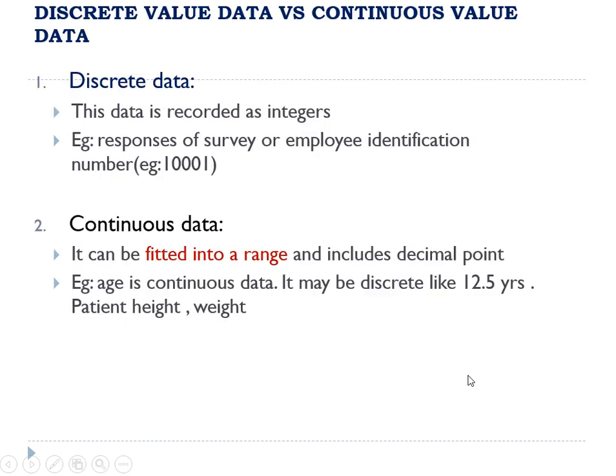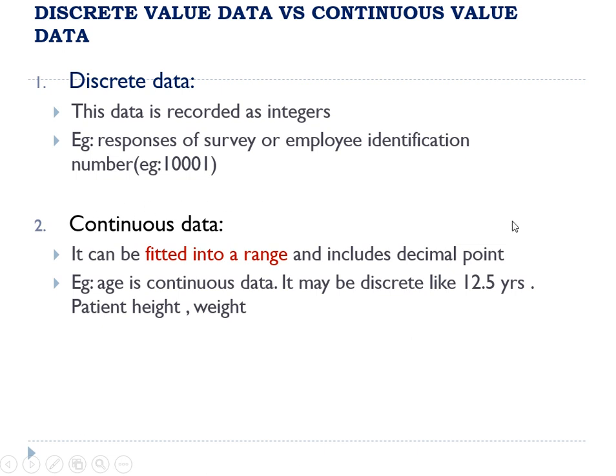Now coming to the next type of data set, you can have discrete data and continuous data. Discrete data means you will have data recorded as integers. For example, you have taken a survey of some employees, or an employee identification number, let's say 1001. This is discrete data. It is recorded in the form of integers, so it's discrete data.